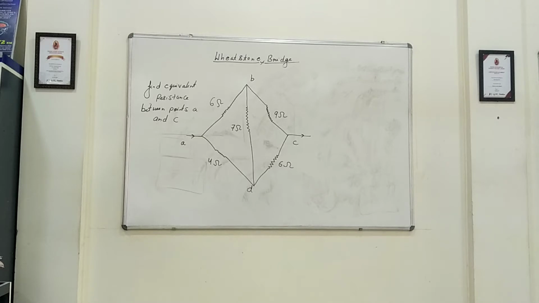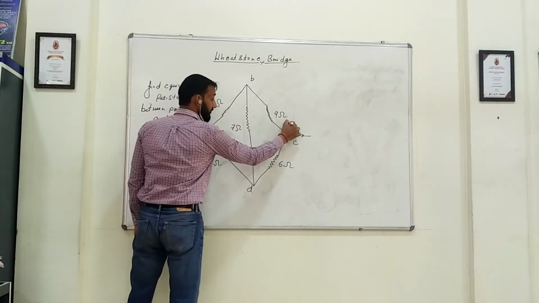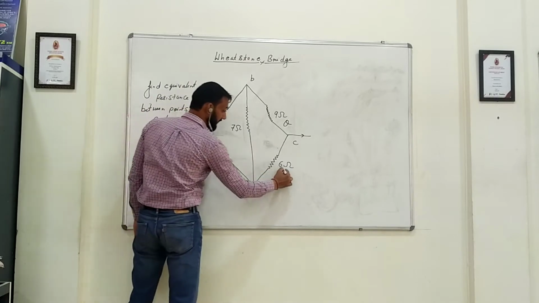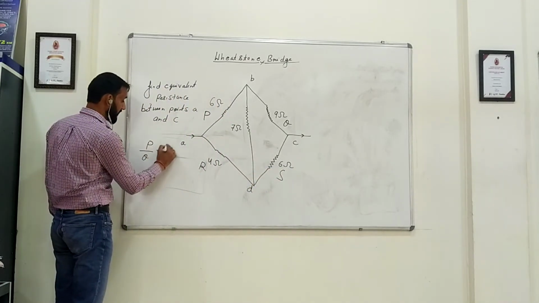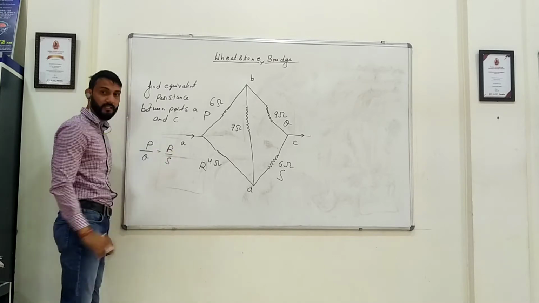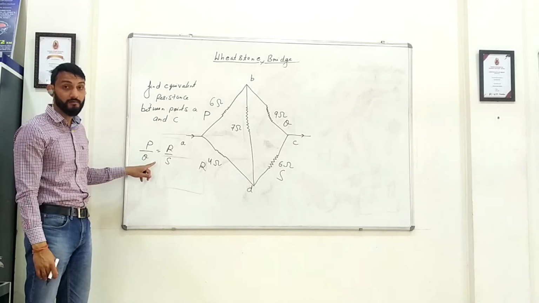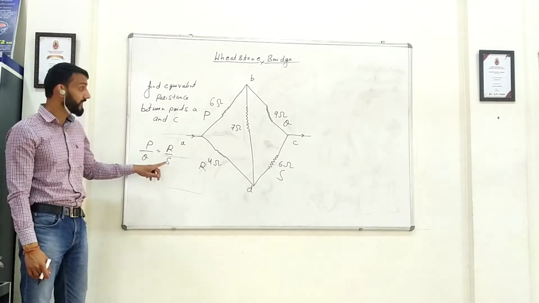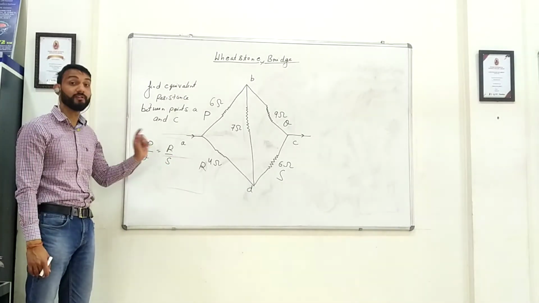So the very first thing which I will be checking out is whether this bridge is balanced or not. Now what do we mean by balance? Balancing means P, Q, R, S. So balancing condition was P upon Q is equals to R upon S. So if this condition is valid in this case, then what will happen?